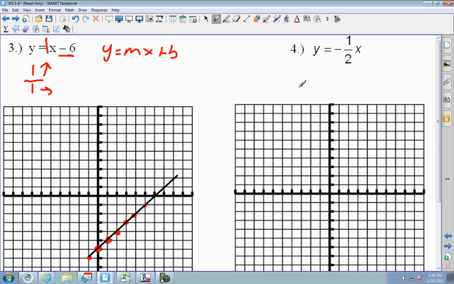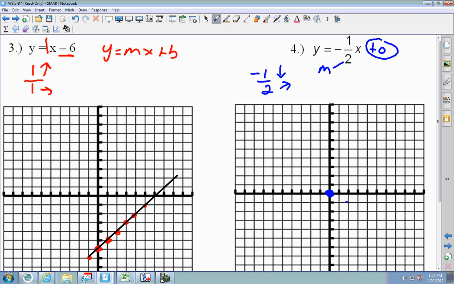The next one, remember y equals mx plus b? Well, here's my m, but what's my b over here at the end? There's no number there. If there's no number there, it's plus 0. So you go to 0 and put a dot. The slope, negative 1/2. Down 1 to the right 2.